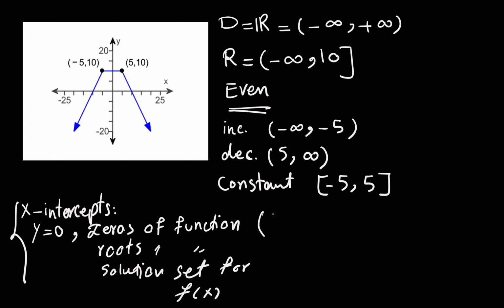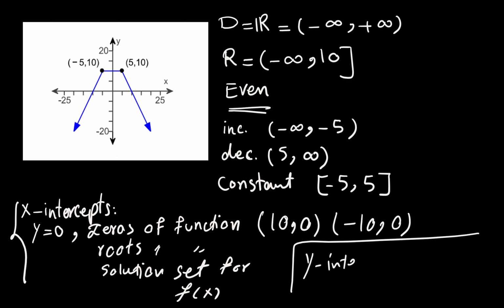So we have two x-intercepts, -10 and 0 and 10 and 0. And also there is one y-intercept, and this one is point 0 and 10. So y-intercept happens at point 0 and 10.